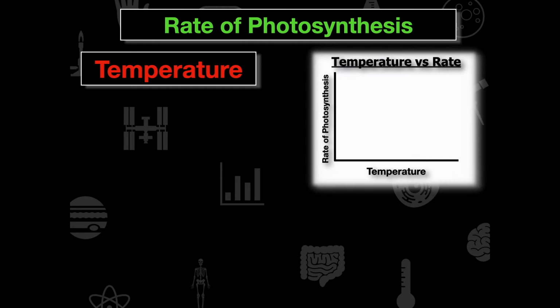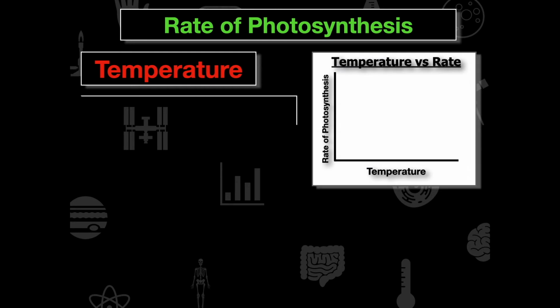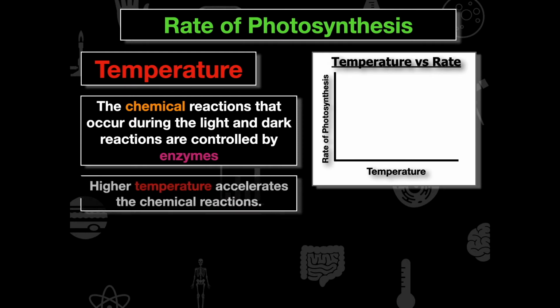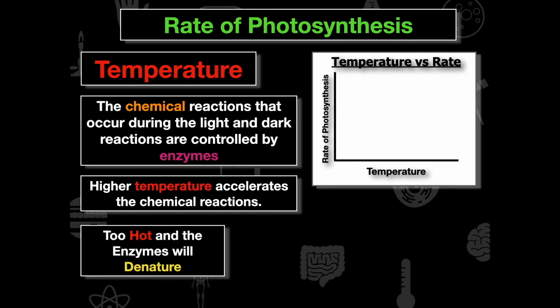Now the next one here is going to be the temperature. Remember, all of these are enzyme catalyzed reactions, and we're going to see that the chemical reactions are going to occur at faster rates when the temperature is increased. However, remember, when the temperature gets too hot, the enzymes are going to be denatured. So we're going to see a bell curve like this.